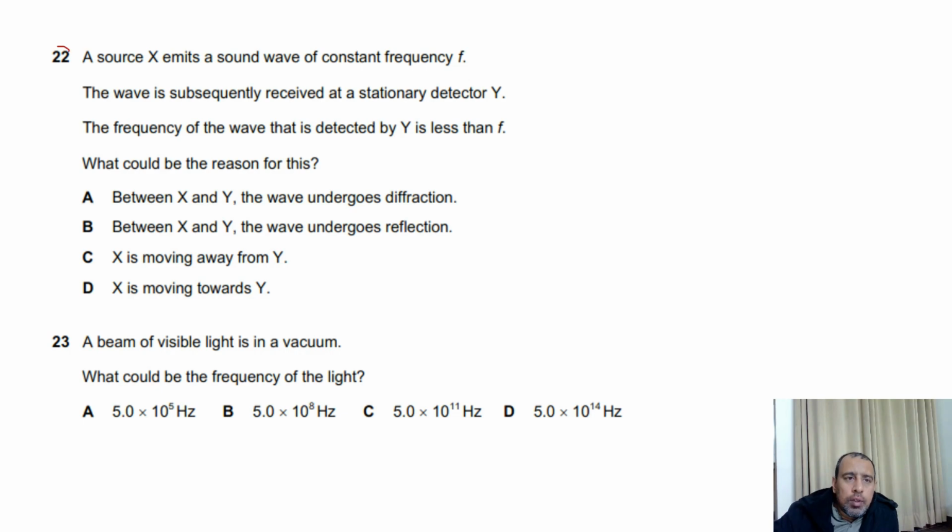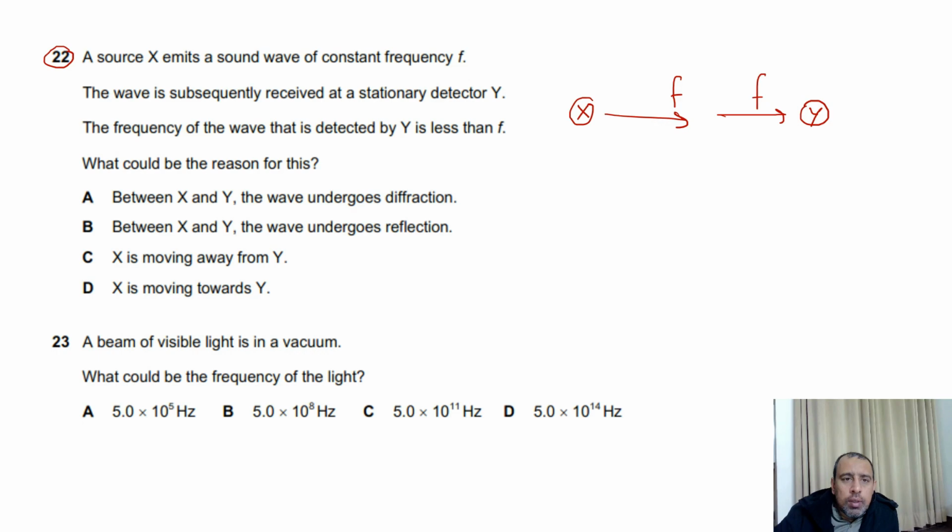Question number 22. You know that a source X emits a sound wave of a constant frequency. The constant frequency is F. The wave is subsequently received at a stationary detector Y. This is the receiver or the detector. This frequency is received at this point.